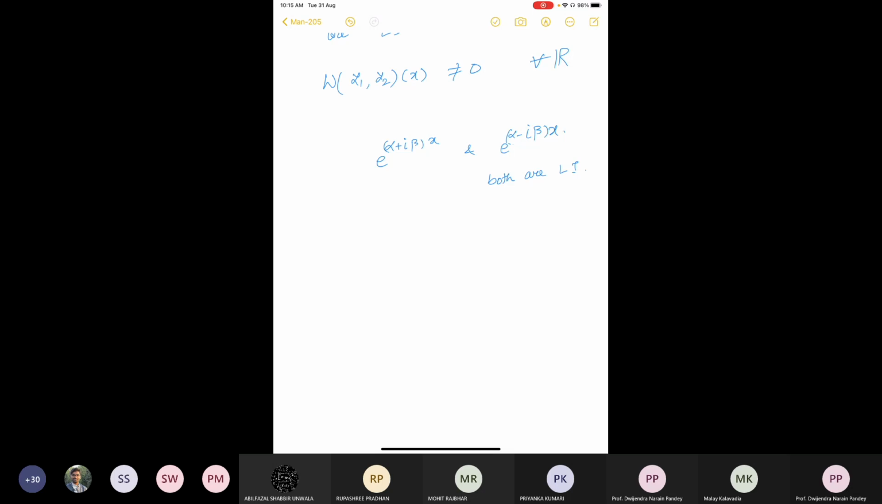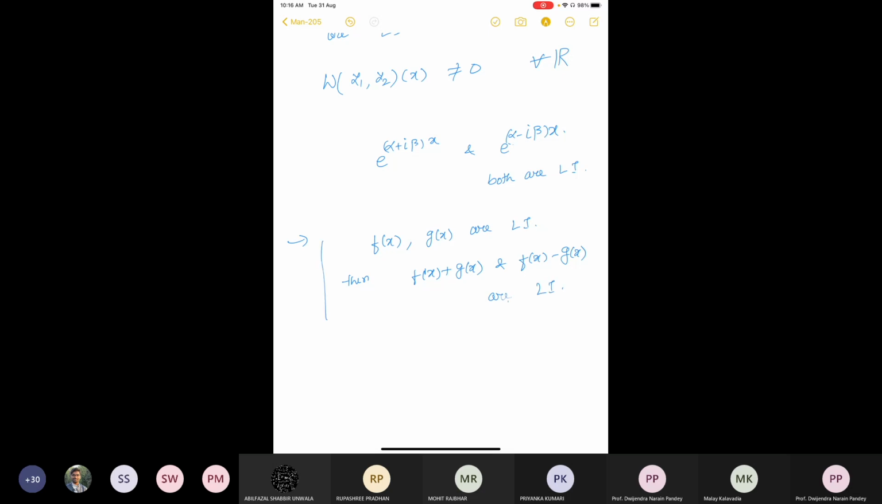Yes. So here we have, I think, one relation. I think you can get it: if f(x) and g(x) are linearly independent, then f(x) + g(x) and f(x) - g(x) are also linearly independent.